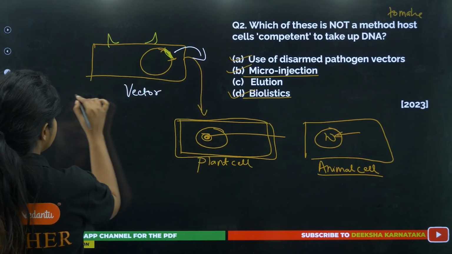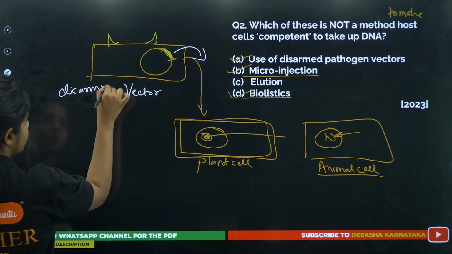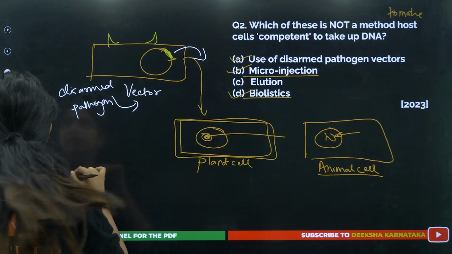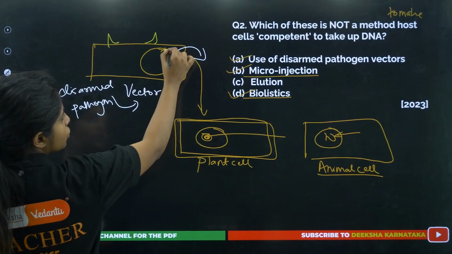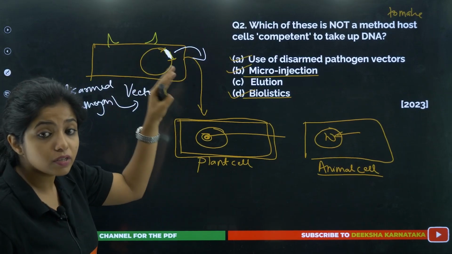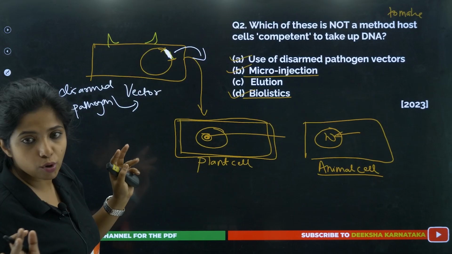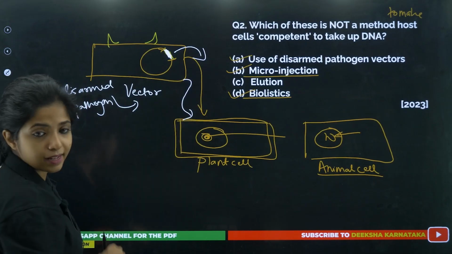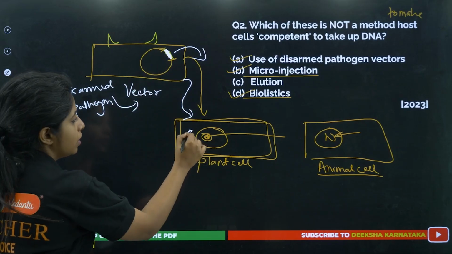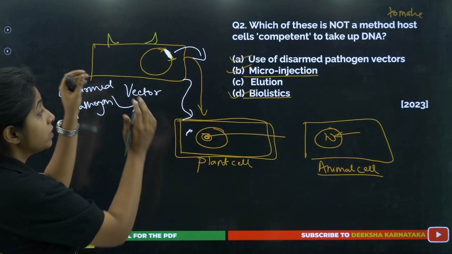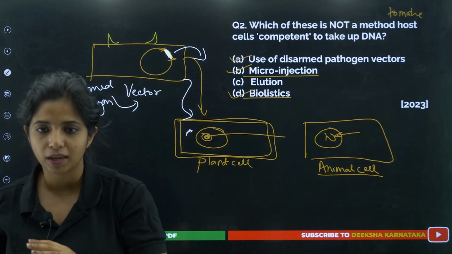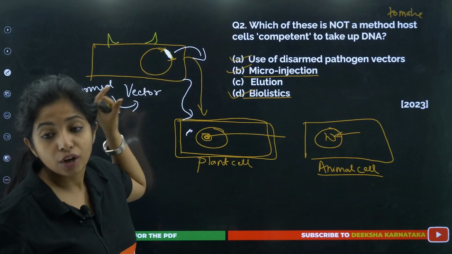Now, I would call the same disarmed pathogen a vector when, instead of this particular gene which was causing the trouble, I put my gene of interest, and since it is a pathogen, it will obviously go and infect, but this time without that gene which was causing the trouble. So it will go and infect the plant cell, and it will transfer the gene of interest over here. So at this point of time, isn't it acting as a vector because it is transporting things from here to here? Vectors are things that transport things from point A to point B. So over here, it is transporting things from here to the plant cell.